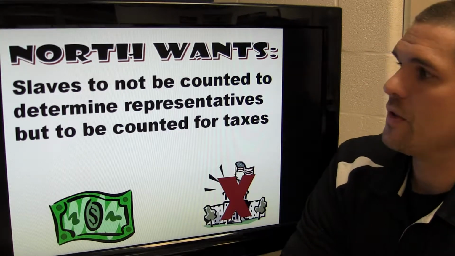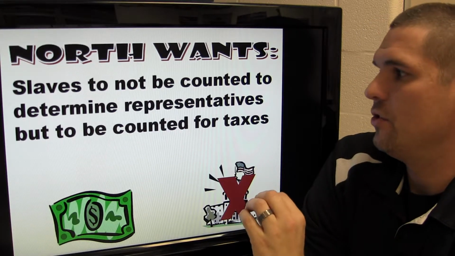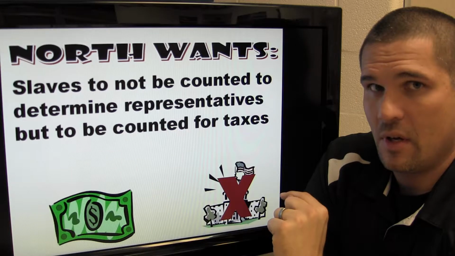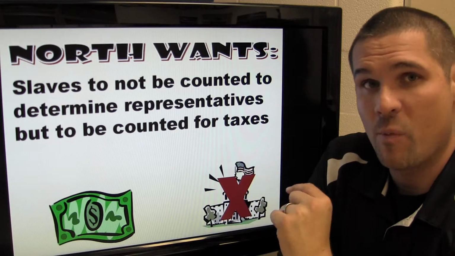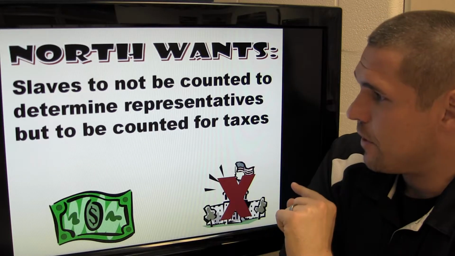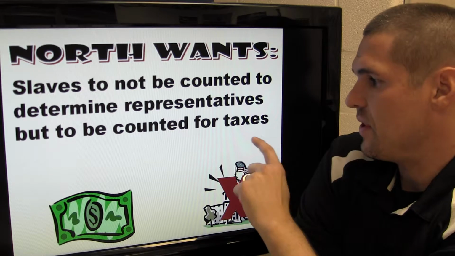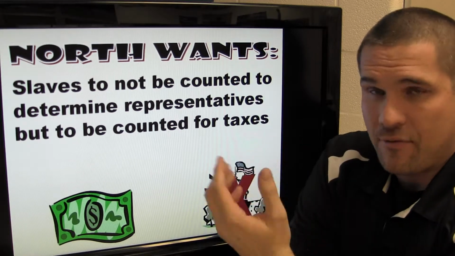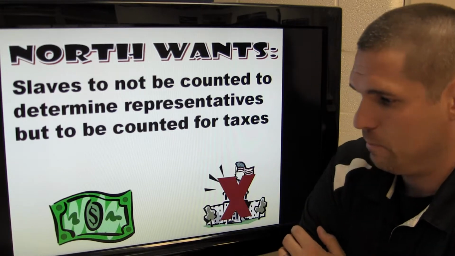Here's what the North wants. The North wants slaves not to be counted to determine representatives, because that would just give the South more representation, therefore more power. However, they do want the South to count slaves for the purposes of taxation. After all, slaves are property and you need to pay tax on property.